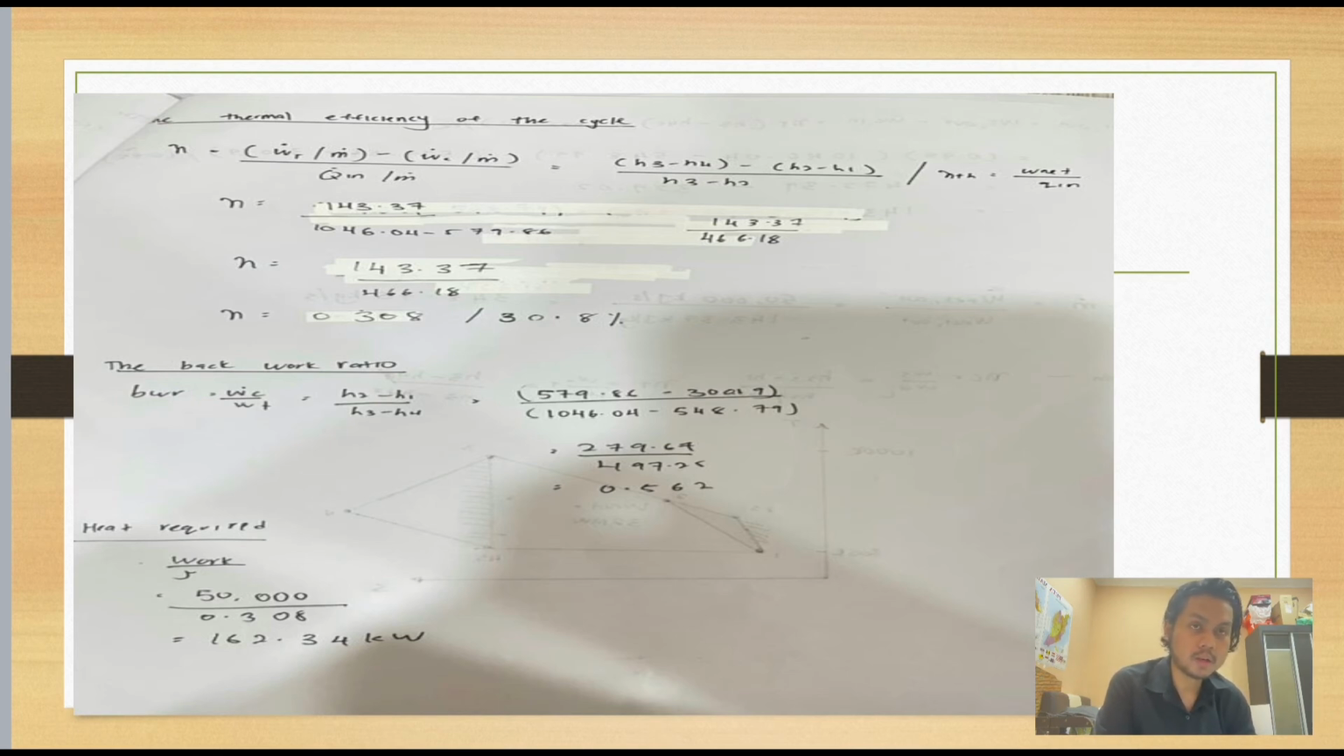And the heat required we can get easily because we have all the information to calculate. So heat required is work divided by thermal efficiency. Work we got from the question, 50,000 megawatt, and the thermal efficiency is 0.308, and we get 162.34 kilowatt.